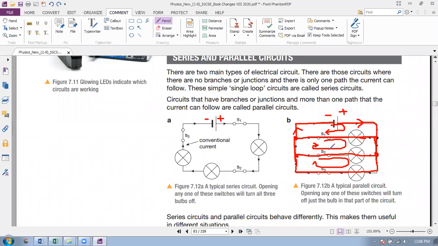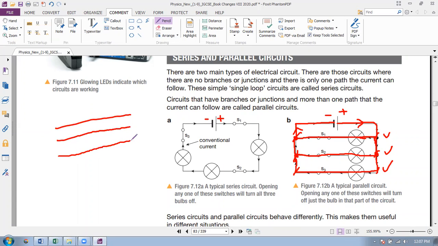And which was called a branch? From here to here, this is one branch. From here to here, this is another branch. And from here to here, this is another branch. And the three branches are connected with the cell parallelly. This is called parallel combination.